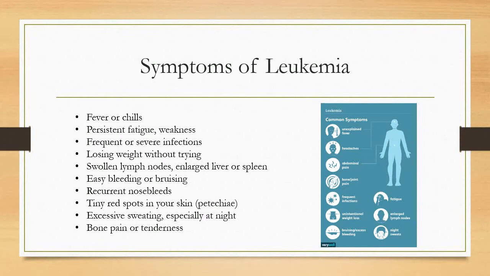The symptoms of leukemia include fever or chills, persistent fatigue, weakness, frequent or severe infections, loss of weight without trying, swollen lymph nodes, enlarged liver or spleen, easy bleeding or bruising, recurrent nosebleeds, tiny red spots in your skin, excessive sweating, especially at night, and bone pain or tenderness.